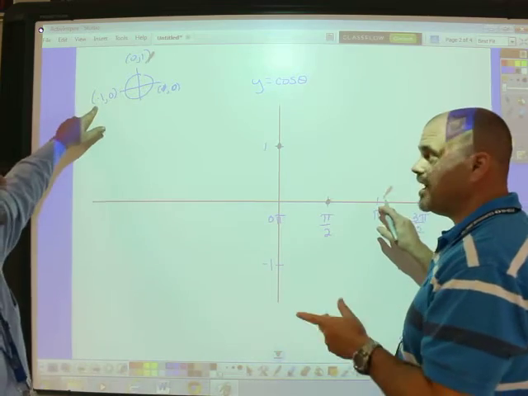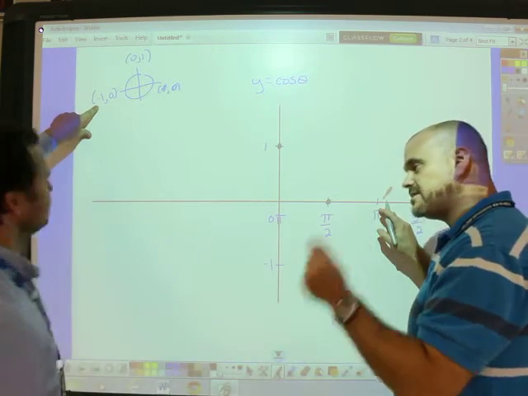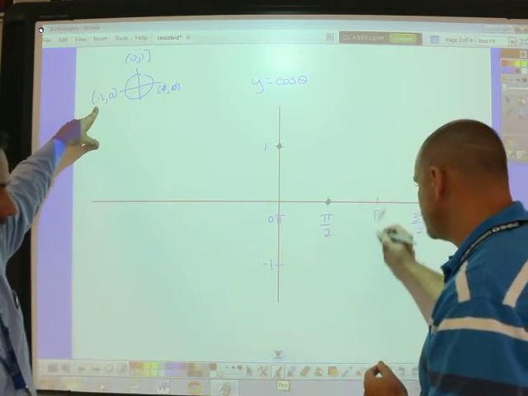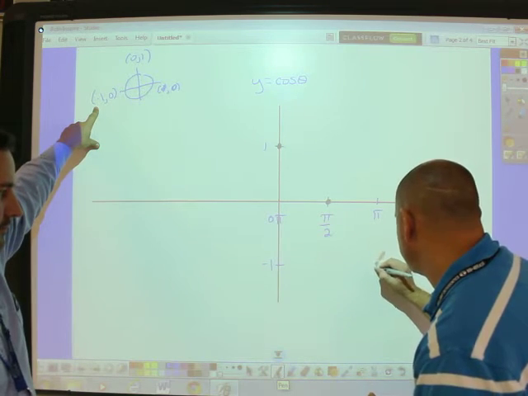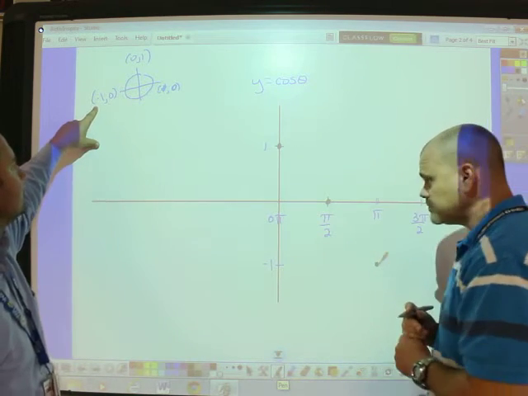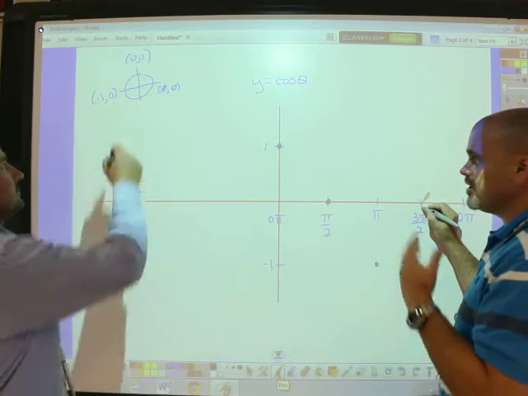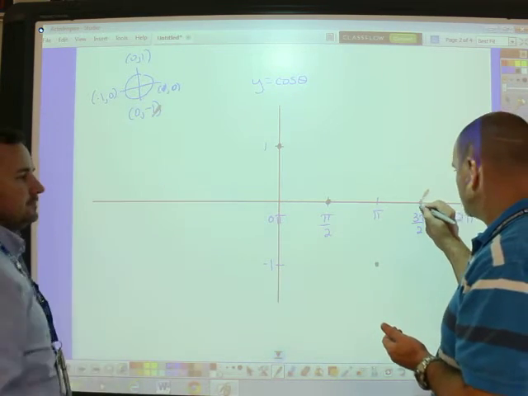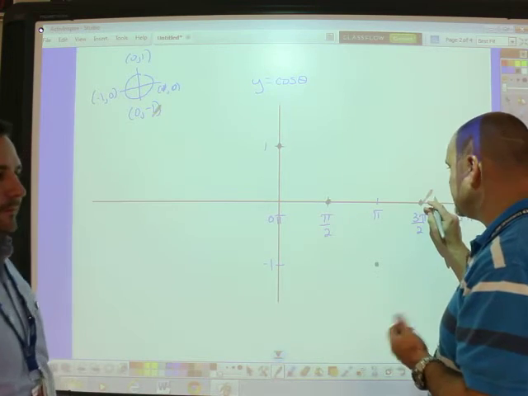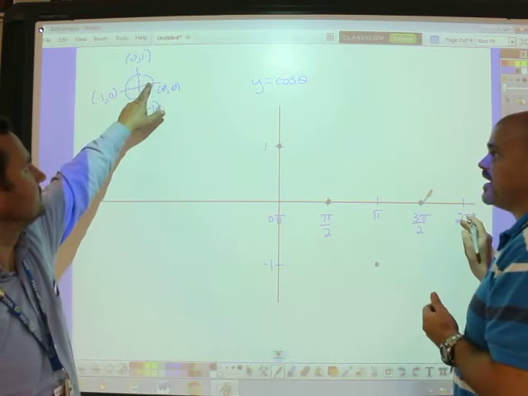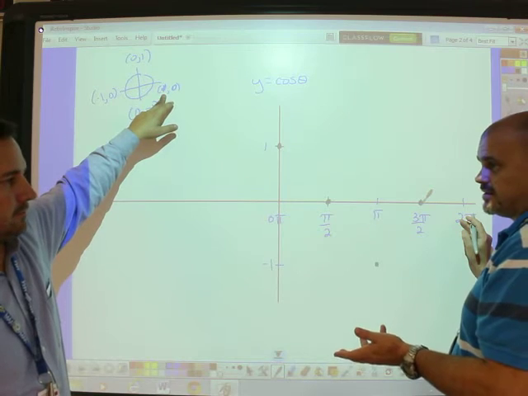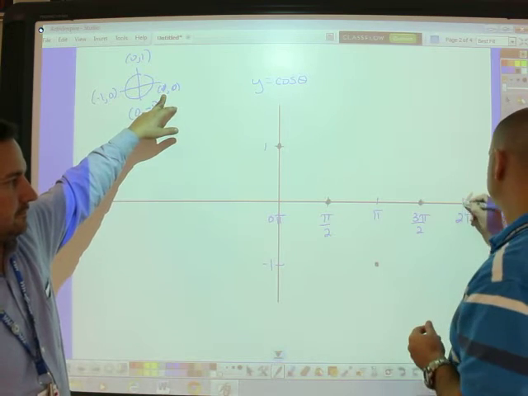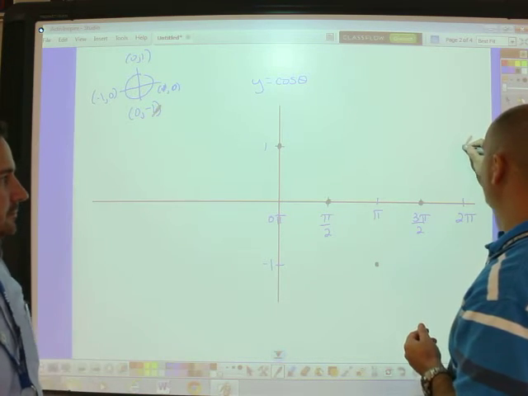And then at pi, if we remember, cosine again is x. X is -1. So we've got to go all the way down here and put us a dot at -1. At 3 pi over 2, cosine being x, x is 0. So we're back to the x-axis here. And then at 2 pi, cosine is 1. And we've already established that, so we go up and we'll put us a dot at about 1.